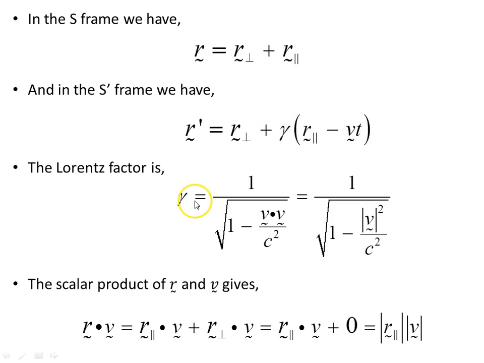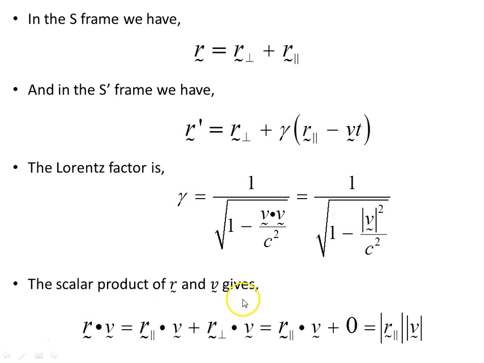The Lorentz factor is this one, but in this case, instead of just a speed v along the x-axis, it's the scalar product of the velocity vector with itself, or the modulus of v squared over c squared. That's the Lorentz factor in the general case.